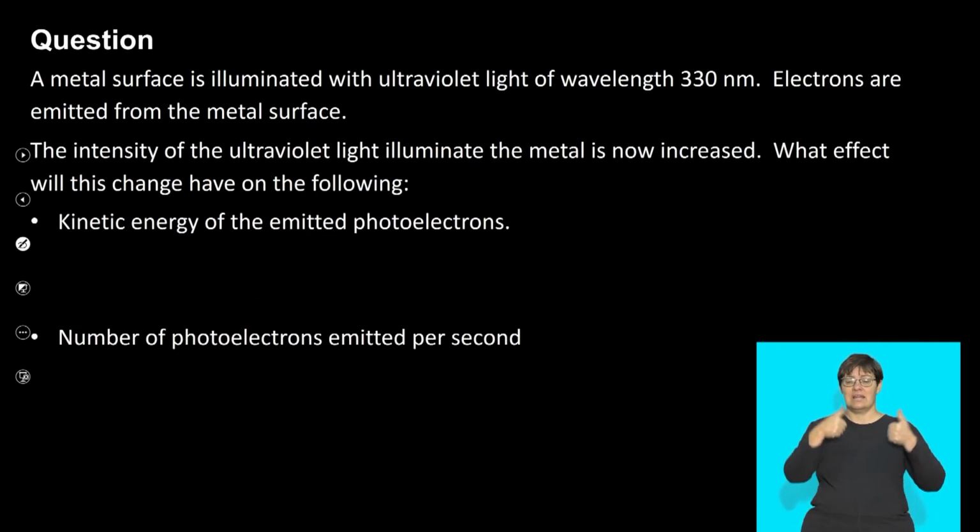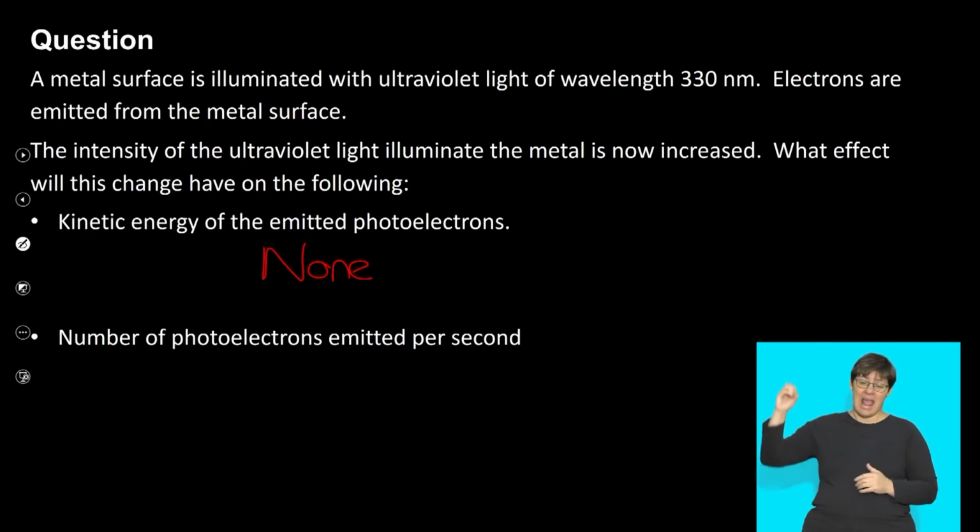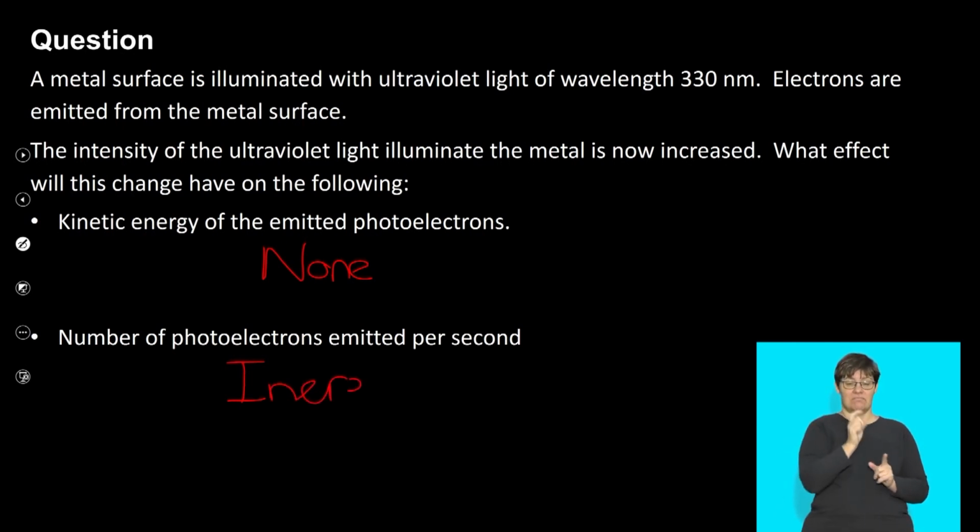The next question is just, we can do this quickly. If the intensity of the light is now increased, what effect will it have? The kinetic energy, none. Intensity doesn't affect kinetic energy. Number of photoelectrons affected, it'll increase. Okay. No effect on the kinetic energy, increases the amount of electrons emitted per second.